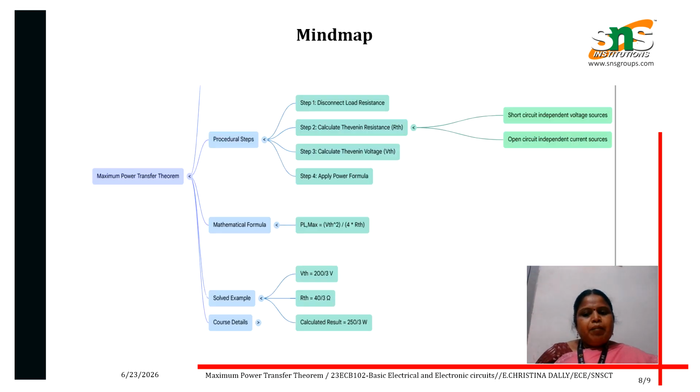This is the mind map we have discussed. In maximum power transfer, the steps we have to do are to disconnect the load resistance, calculate the Thevenin resistance and Thevenin voltage, and apply the maximum power transfer formula. While calculating the Thevenin's resistance, we short circuit the voltage source and open circuit the current source. The mathematical formula was already mentioned in the previous problem, in order to find the maximum power transfer.